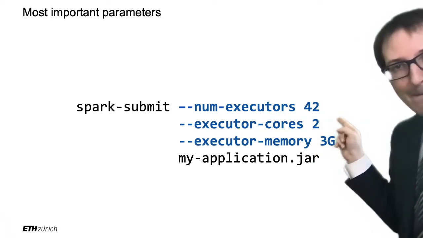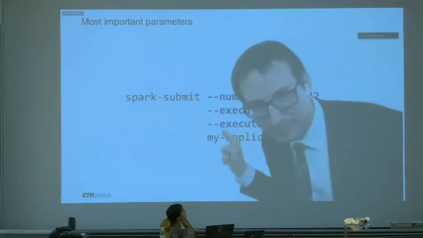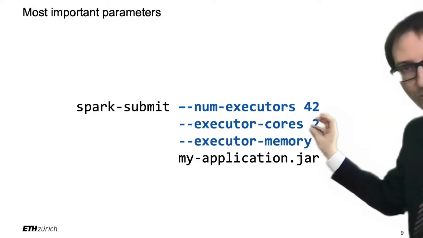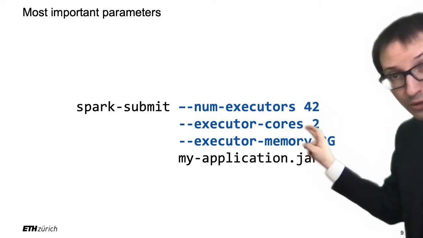I can say I want 42 executors, 2 cores per executor, and 3 gigabytes of memory per executor. How many slots do I have in that case? How many tasks can I execute in parallel here? Anybody? 84. 84, exactly, because you need to multiply these things, right? 42 executors, but there are 2 slots, 2 cores in each executor. Very, very good. So you're following.